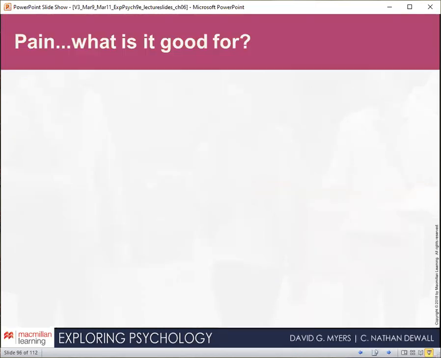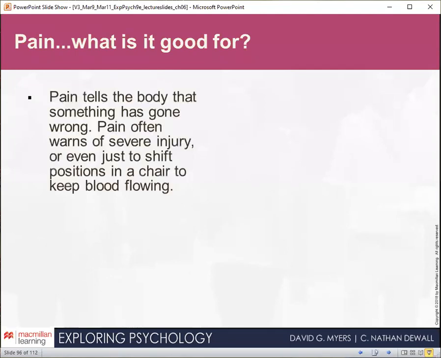Pain, what is it good for? Well, it is good for a whole bunch of things. As I'm sure we've talked about briefly before, pain is a way of communicating that something's wrong. If we don't get pain, we never know something's wrong, and we can have some major issues as a result of that. So pain tells the body that something has gone wrong. Pain often warns of severe injury, or even just to shift positions in a chair to keep blood flowing.